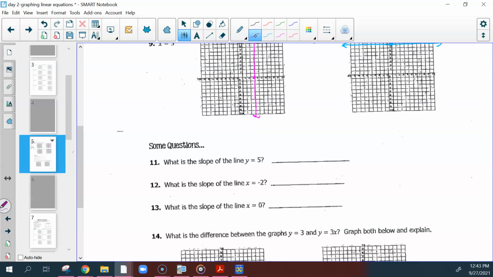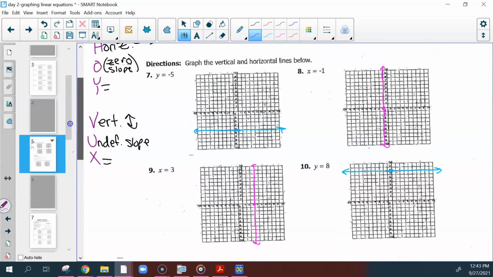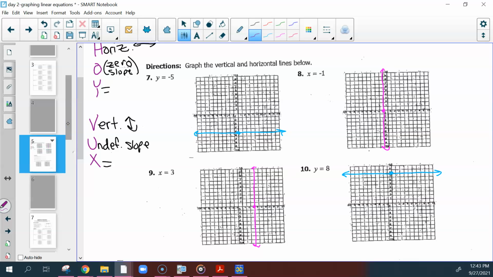There are questions related to those, but also slope. So if I just ask you, what is the slope of the line y equals 5? What would that be? Use the voice box. It would be 0 for y equals.